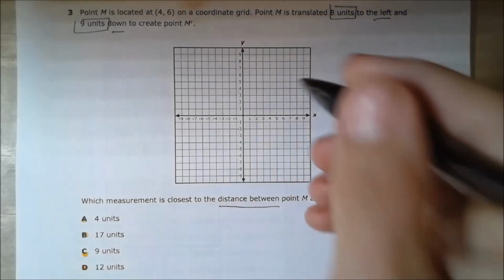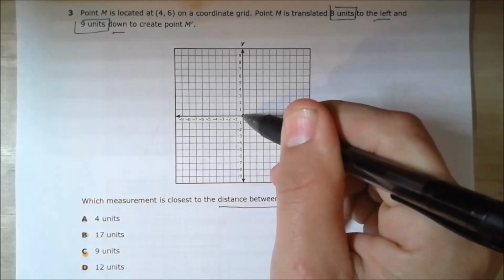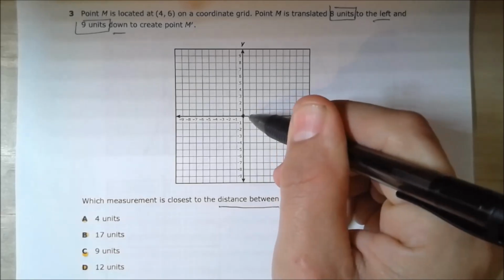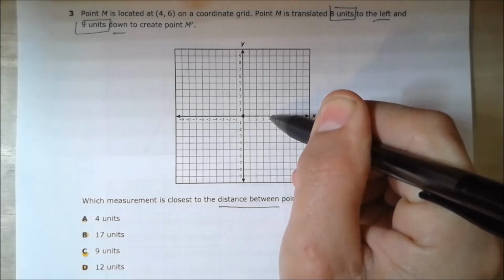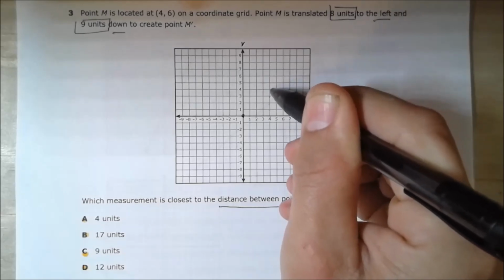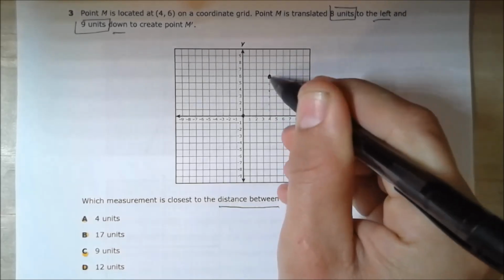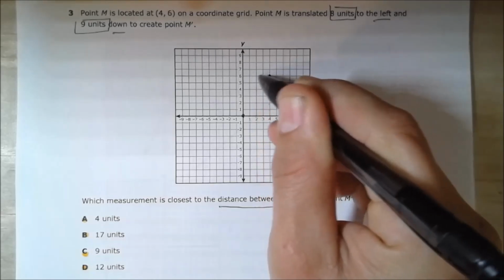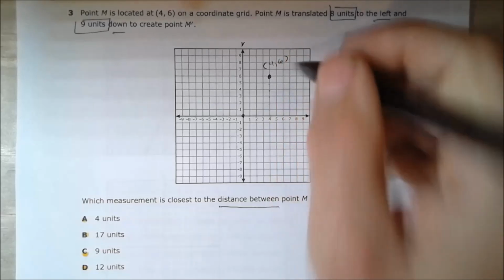It says at 4, 6, so we're going to start at origin. So you should be putting your pencil at origin. And then to go to 4, 6, we go over 1, 2, 3, 4. And then 6 is going to be up 6. 1, 2, 3, 4, 5, 6. And then if you look, you should be on 4, and then on the y-axis you should be on 6. So that's point 4, 6.